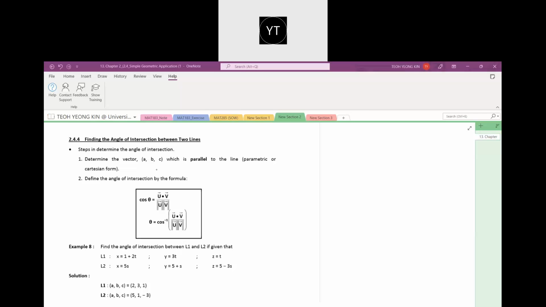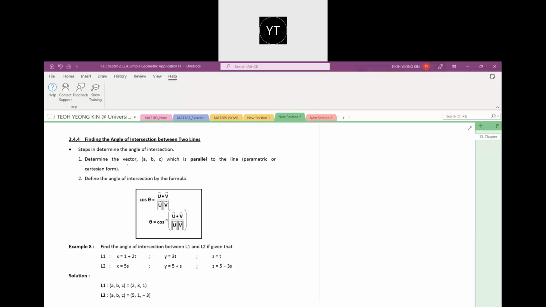In this case, if the parametric or symmetric equation is given, we are already familiar with cos theta, which we use to find the angle between two lines, using the dot product. So we are already used to the dot product. Only now, which vector should we use? So you can look at this one. Step to determine the angle of intersection.